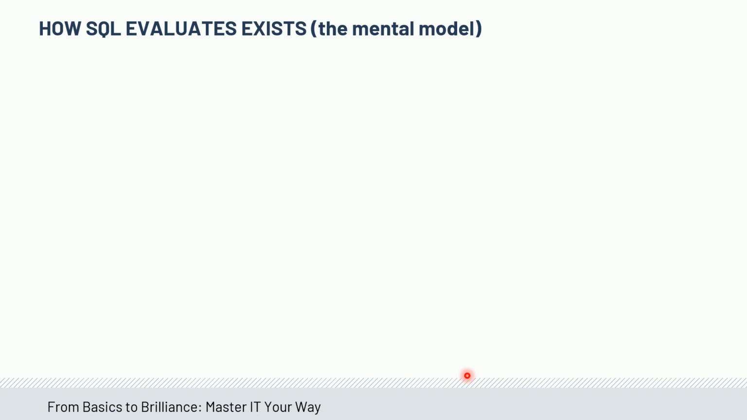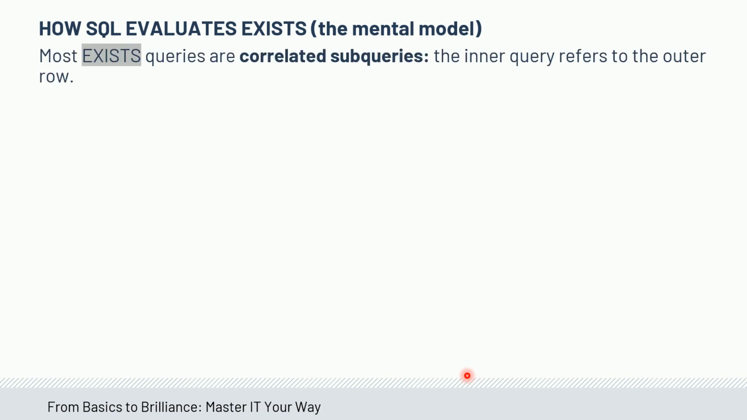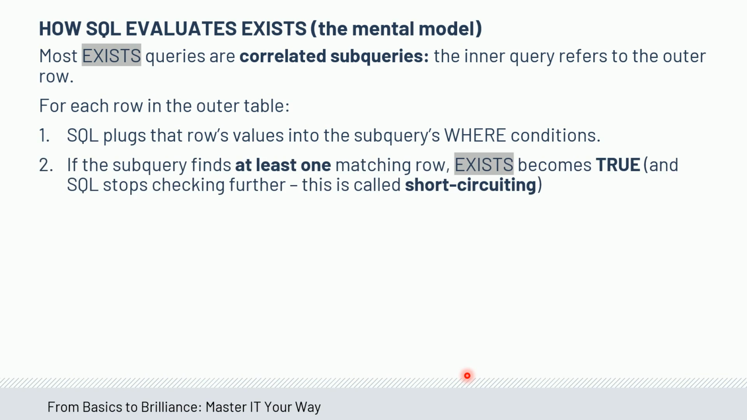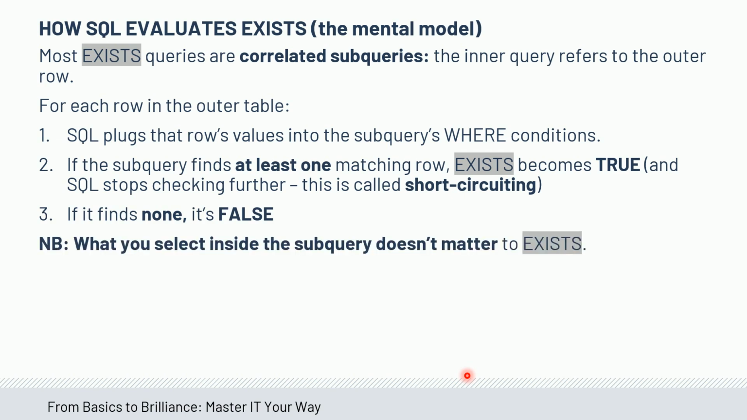So how does SQL evaluate EXISTS? That is the mental model. Most EXISTS queries are correlated subqueries. The inner query refers to the outer row, and for each row in the outer table, SQL plugs that row's values into the subquery's WHERE conditions. If the subquery finds at least one matching row, EXISTS becomes true, and SQL stops checking further. This is called short circuiting. And if it finds none, it's false. That is when you don't get any result.